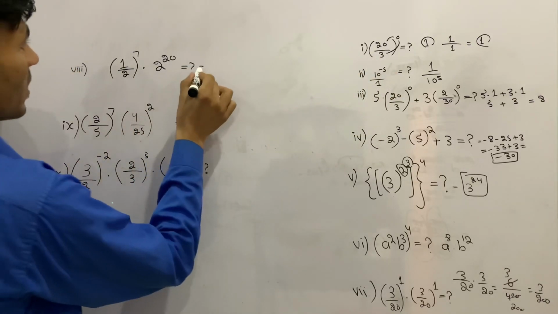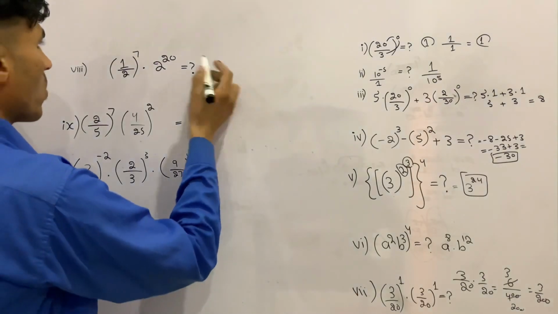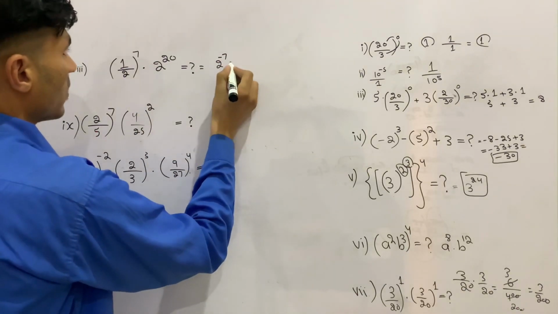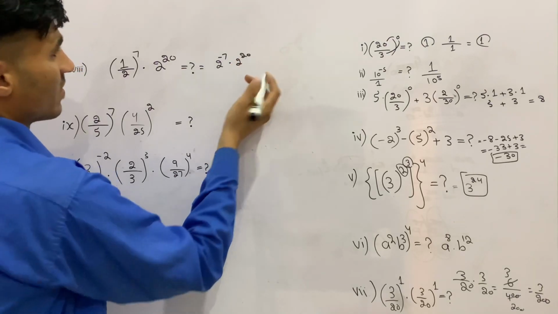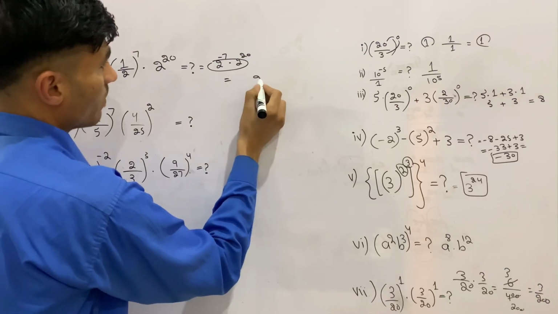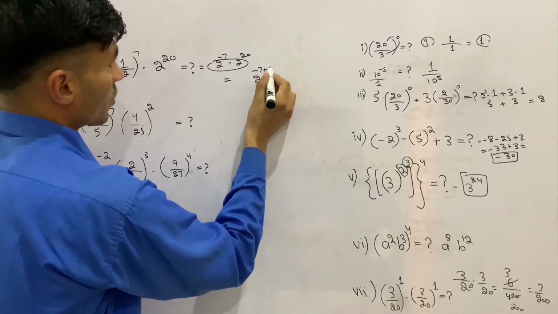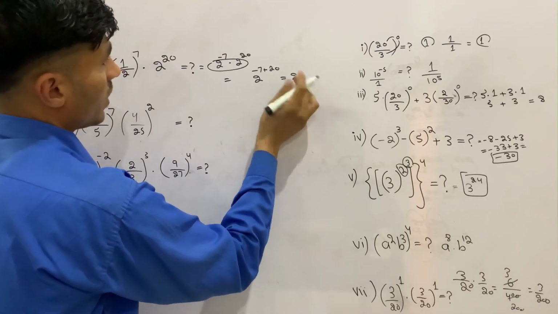So I could write this as 2 over 1 to the negative 7, multiplied by 2 to the 20. Look here, the bases are the same. Taking one common base and adding up the exponents, minus 7 plus 20, equals 2 to the 13.